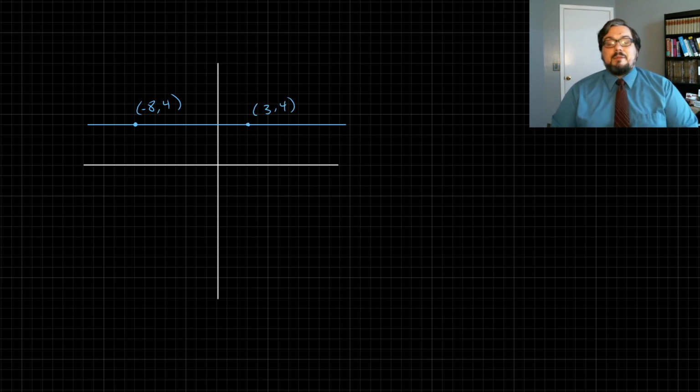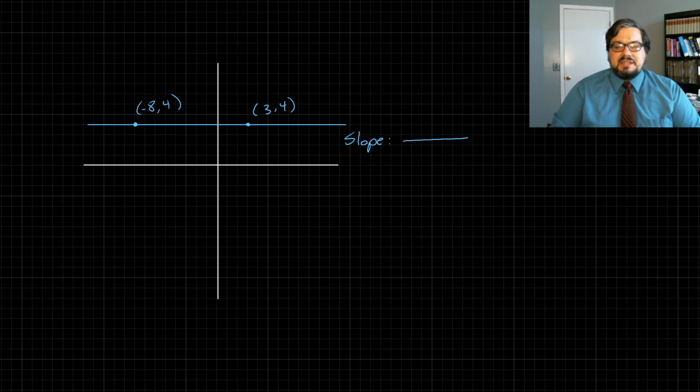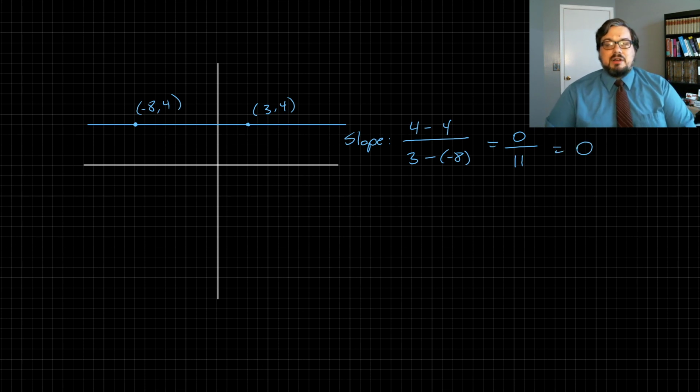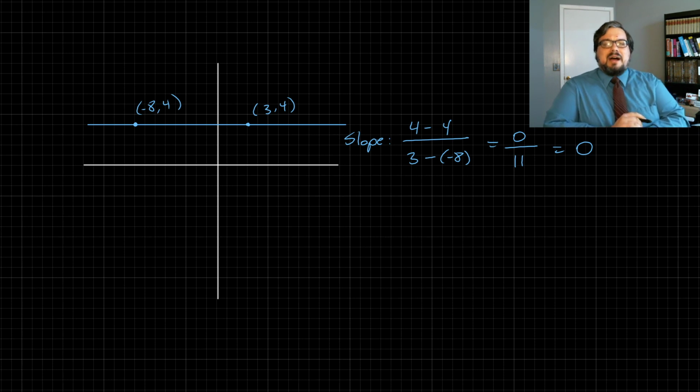Computing the slope shouldn't care about which points you take. And so the slope of this line will be the difference in the y values, so that's 4 minus 4, over the difference in the x values, 3 minus negative 8, which will give us 0 over 11, which is 0. So we get a slope of 0 here, which is consistent with our intuition about what the slope means.